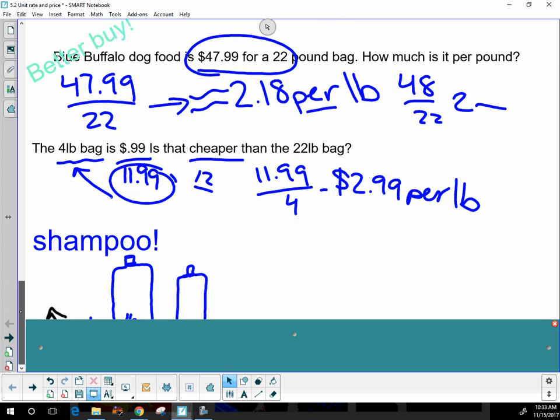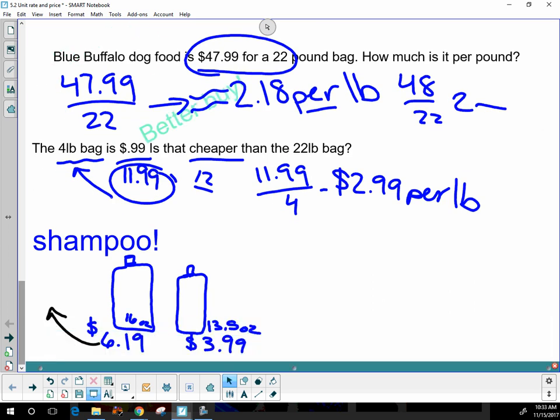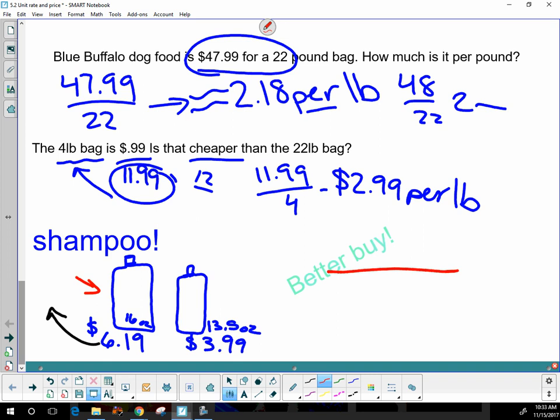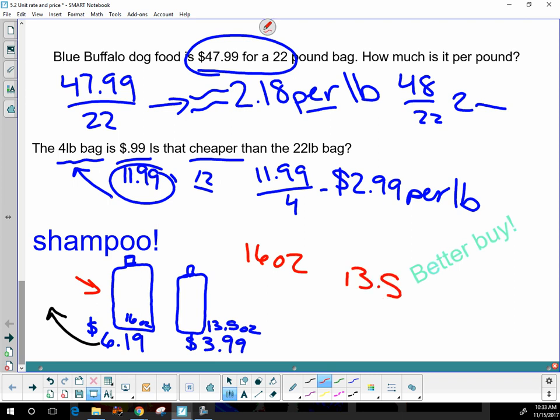So let's check out shampoo. We all wash our hair, right? Hopefully. I want you to try this one. This bottle here on the left is a 16-ounce bottle for $6.19, and the other is 13.5 ounces for $3.99. It's your job to figure out which one is the better value. Which one is cheaper per ounce? I want you to work on that. Pause the video and unpause it when you're ready to discover the answers.